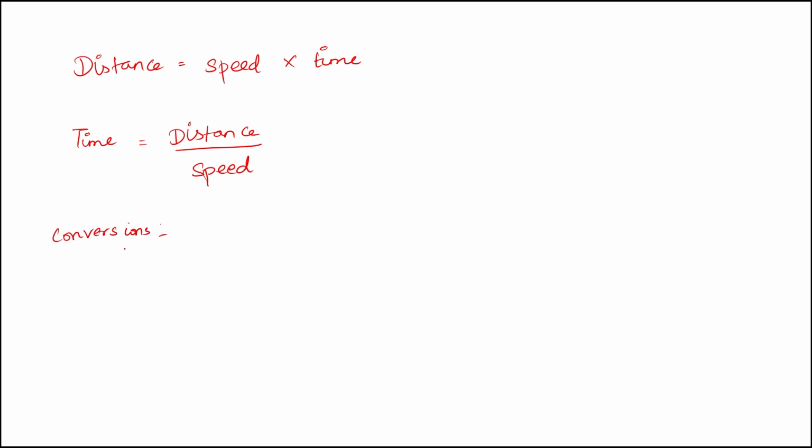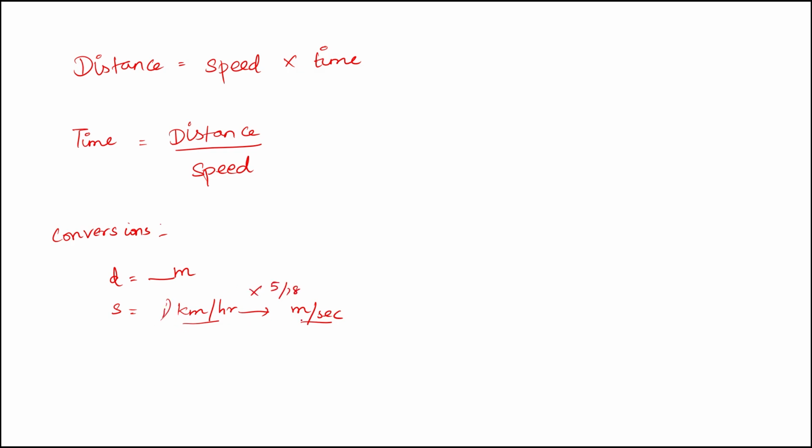For example, in the question they have given distance in meters and speed in kilometer per hour. Can we directly solve the sum? No. Why? Because they have given two different units: meters and kilometer per hour. So we have to convert the speed into meter per second. From kilometer per hour to meter per second, we have to multiply with 5 by 18. We will see why this 5 by 18 came.